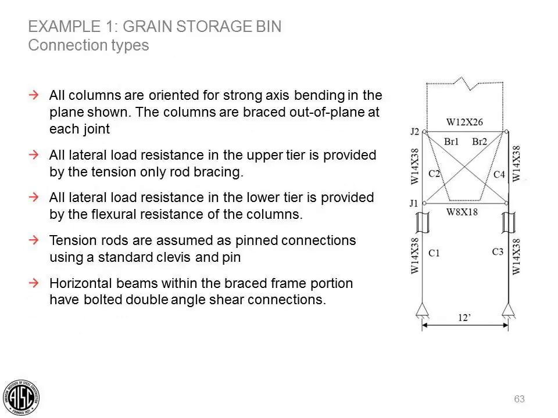All columns are oriented for strong axis bending in the plane shown, and columns are braced out of plane at each joint. All lateral load resistance in the upper tier is provided by the tension-only rod bracing, and all lateral load resistance in the lower tier is provided by the flexural resistance of the columns. Tension rods have pin connections, and the horizontal beams have double angle shear connections that we modeled as pins.